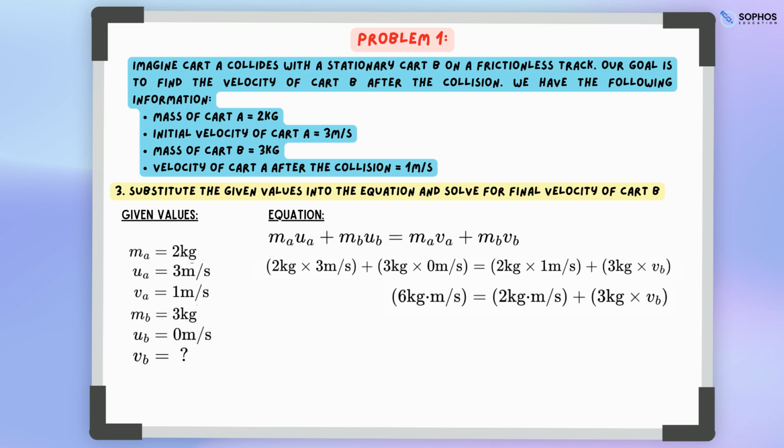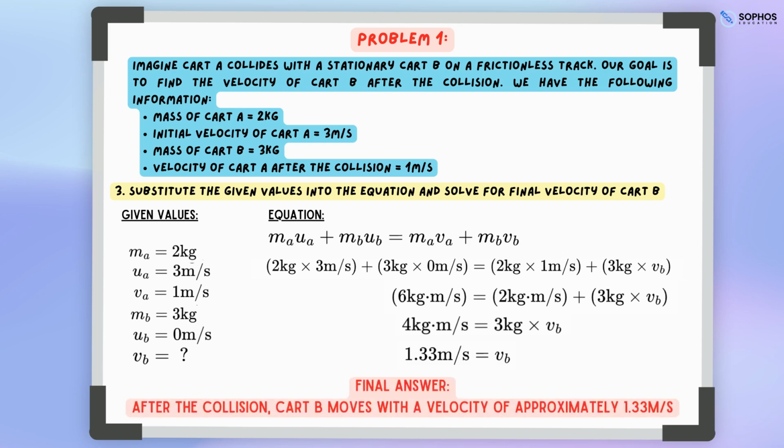First, subtract 2 kilogram meters per second from both sides of the equation. This leaves us with 4 kilogram meters per second equals 3 kilograms multiplied by the final velocity of B. Since we want to find the final velocity of B, we can divide both sides of the equation by 3 kilograms. This leaves us with final velocity of B equals 1.33 meters per second. So the final answer for this question is after the collision, cart B moves with a velocity of approximately 1.33 meters per second.